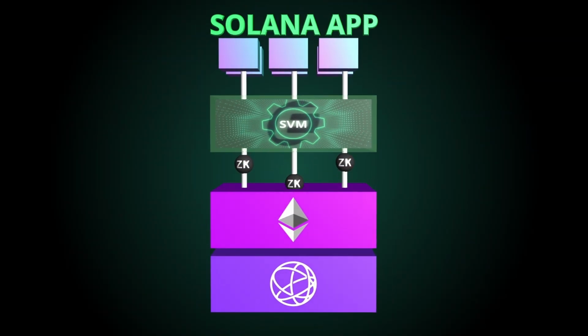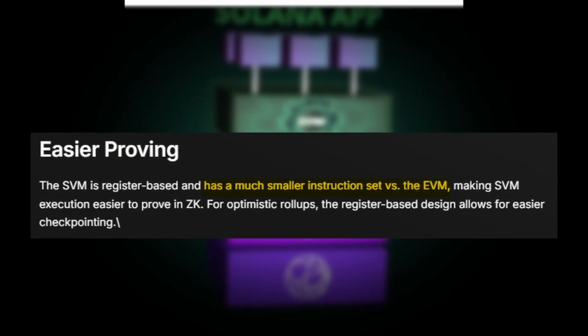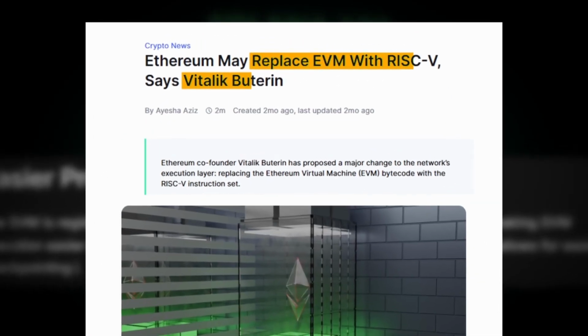That's because the SVM is particularly well suited for ZK rollups, with much smaller instructions than the EVM. As we know, the EVM was not designed for ZK proofs, so much so that Vitalik himself is considering a new virtual machine for Ethereum. We can confidently say that Eclipse takes the SVM to its fullest potential in the form of a faster, more secure, and more decentralized rollup.